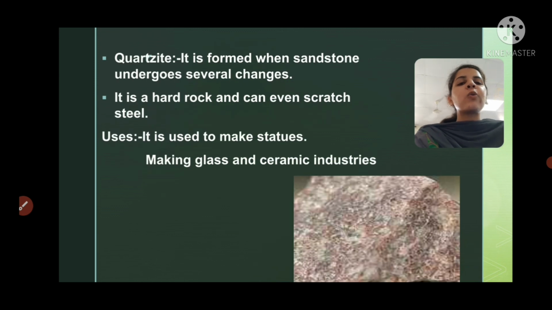Next one, quartzite. So it is formed when sandstone, you know sandstone is a sedimentary rock, undergoes several changes, then quartzite is formed and it is a hard rock and can even scratch steel. So it is used to make statues and it is used in making glass and in ceramic industries, right?